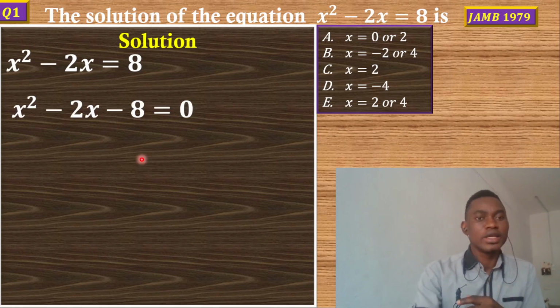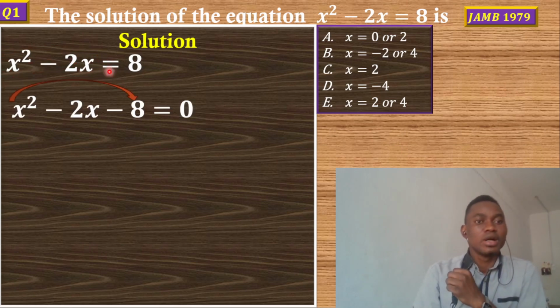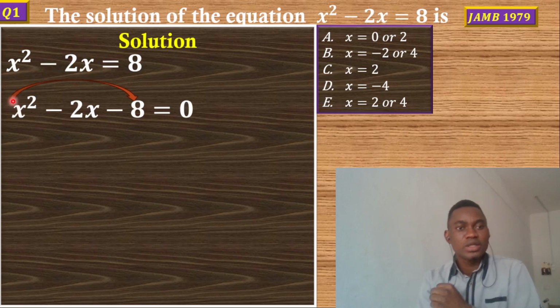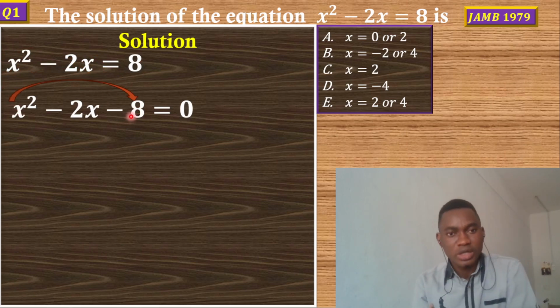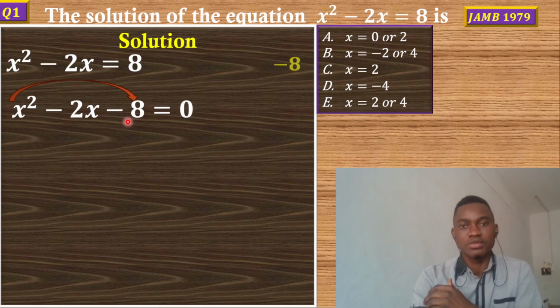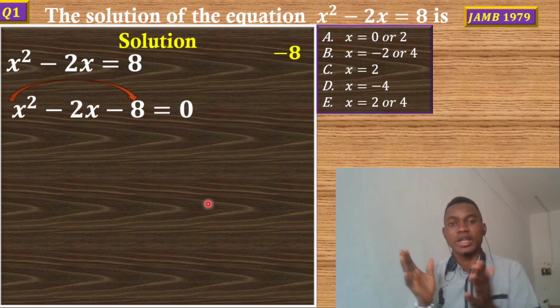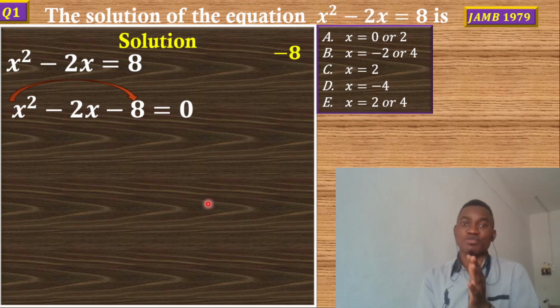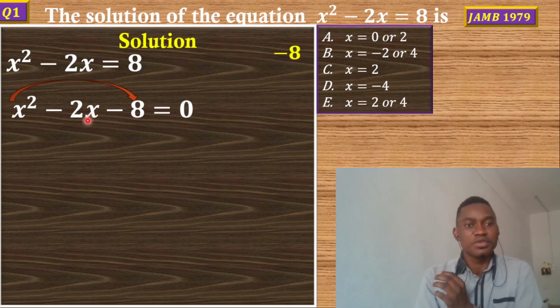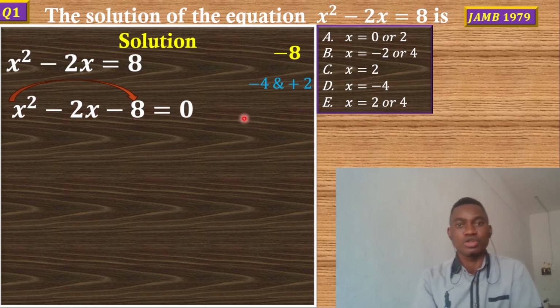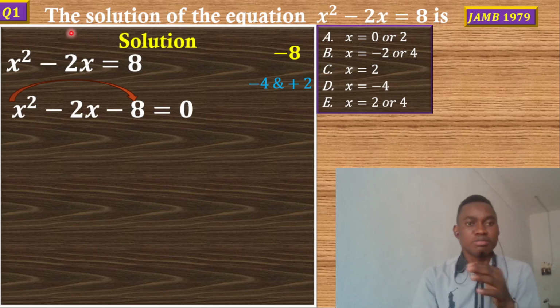So what we'll do here is to multiply the coefficient of x squared, which is 1, by the constant, which is minus 8, and that gives us minus 8. 1 times minus 8 returns minus 8. The next thing is to look for two factors of minus 8 that will add up to give us minus 2, okay? And that is minus 4 and plus 2. Minus 4 plus 2 is minus 2.